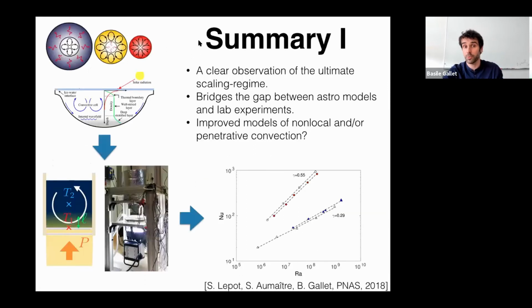Okay, so that's the summary of the first part. We were inspired by these natural flows to try to develop a lab experiment where we could bypass the role of the boundary layers of a Rayleigh-Benard experiment to try to achieve the ultimate scaling regime or mixing length scaling regime in a lab experiment.